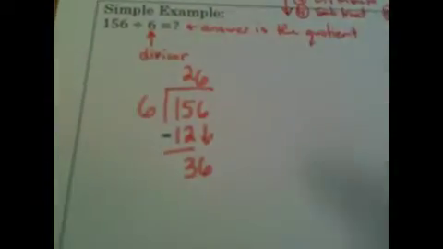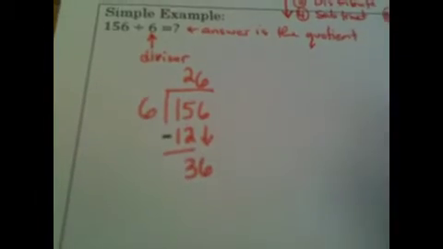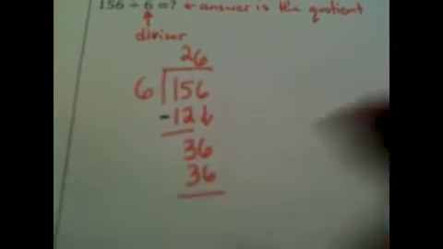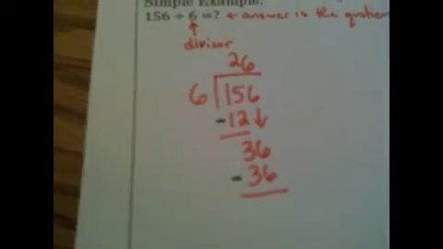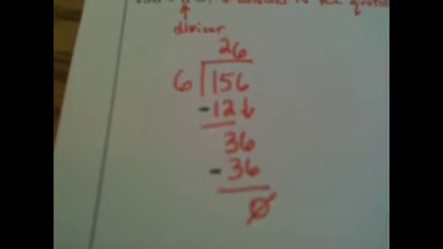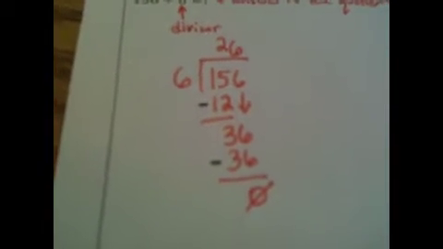6 does not go into 3, but 6 does go into 36. 6 times. Do the multiplication, which will be our distribution in a little bit. 6 times 6, which is 36. It is a subtraction problem, and 36 minus 36 gives us 0. And we're done because we can't go anymore. We have a remainder of 0.